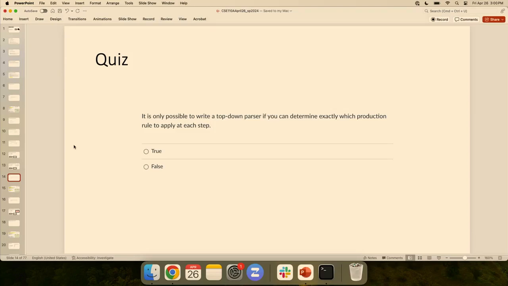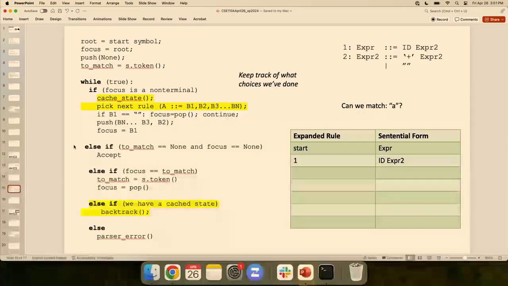It's only possible to write a top-down parser if you can determine exactly which production rule to apply at each step. Is that true? Is that false? Some people say false, some people say true. Well, if you remember, in this big algorithm that we had, we can actually cache the state here.